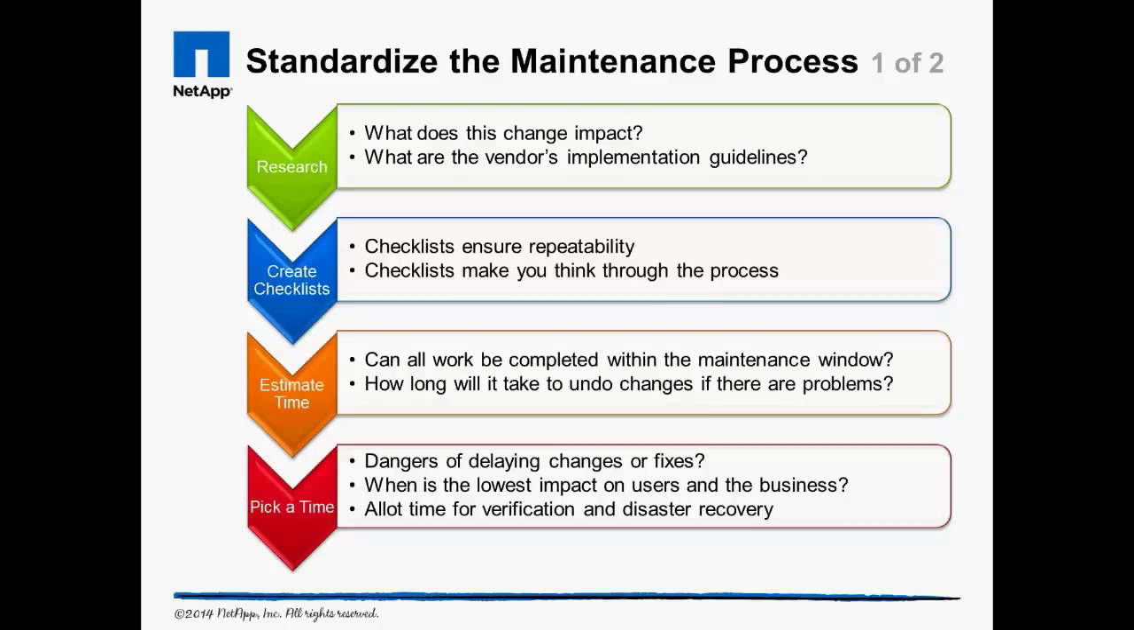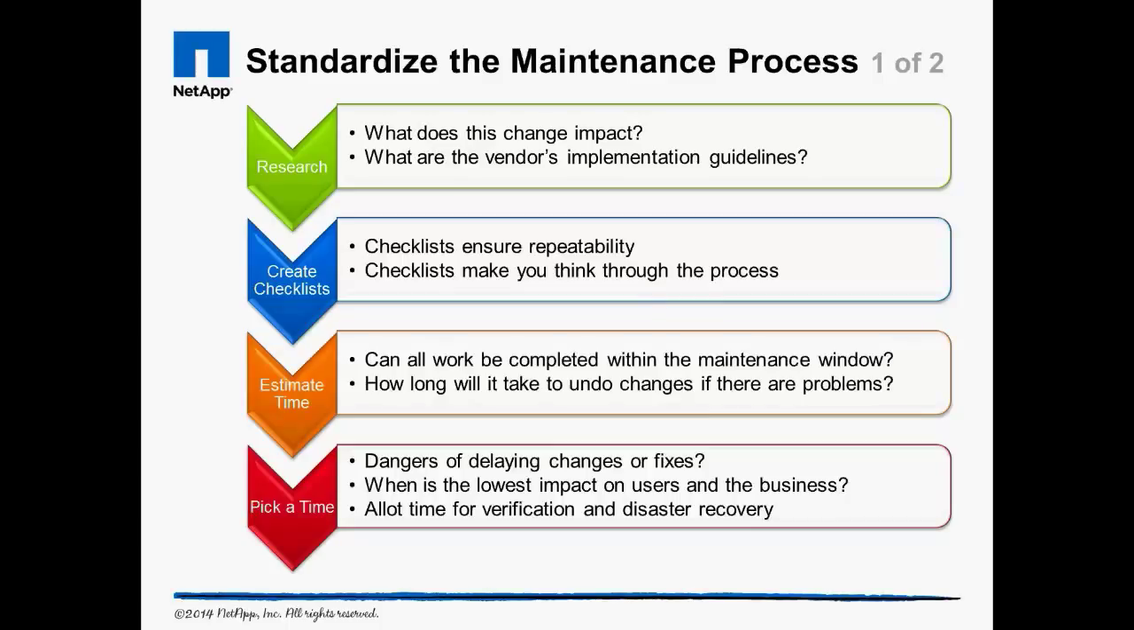Estimate time. If everything works perfectly, how long does each task take to complete? When all the tasks are added up, how long will all the work take to complete? It is rare for everything to work flawlessly, so add a buffer. Finally, assume everything will go horribly wrong and estimate how long it will take to undo all changes. Now you have the amount of time you need to request to perform the maintenance.